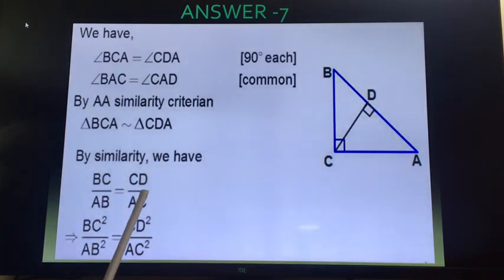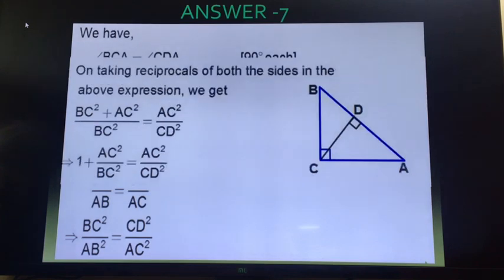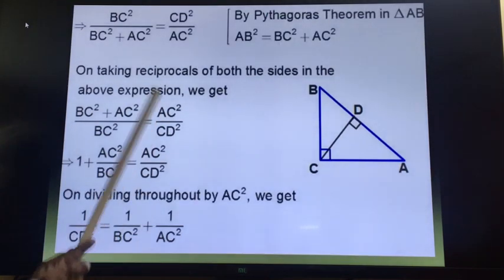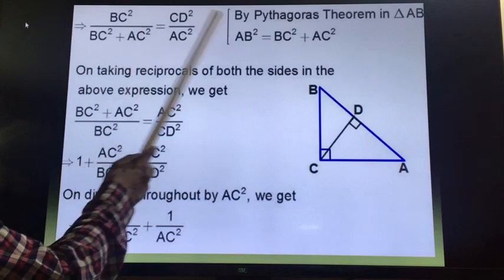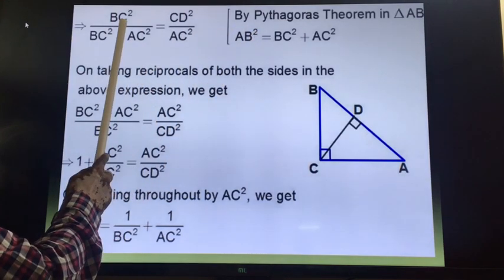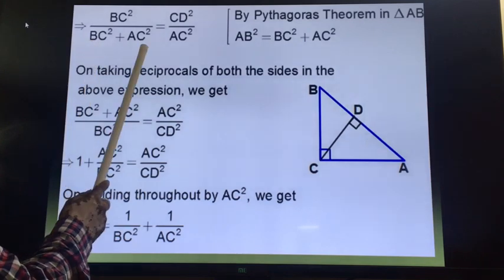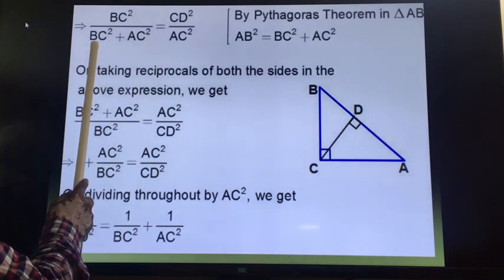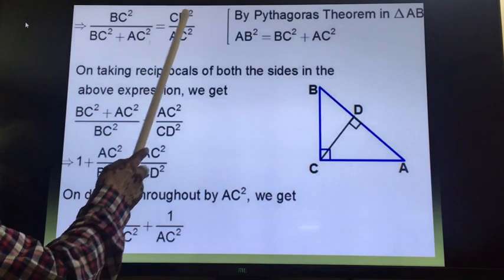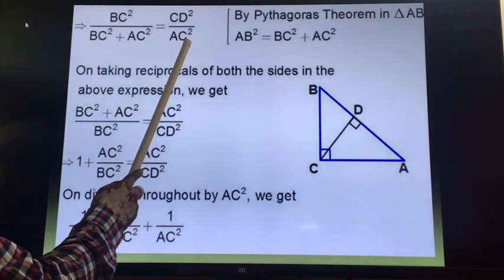We will do the square because we want the square. So after squaring, BC square upon AB square is equal to CD square upon AC square. So we will get the ratio of the squares. Now similarly, by using the Pythagoras theorem, on the left side, AB square is BC square plus AC square, so BC square plus AC square upon BC square is equal to CD square upon AC square.